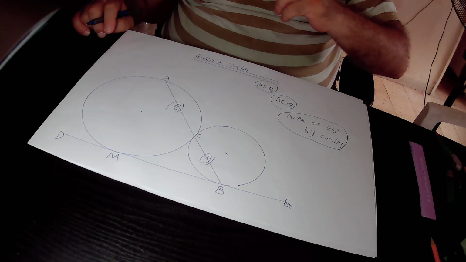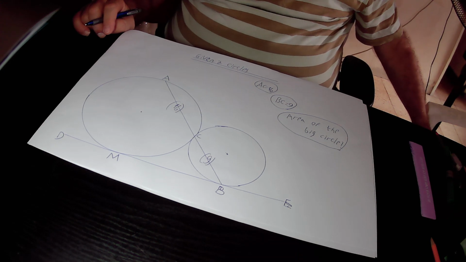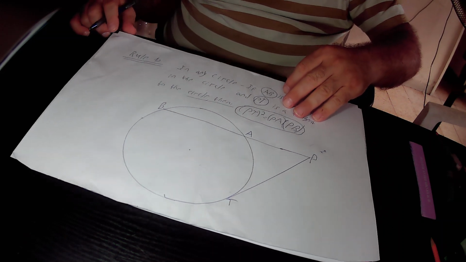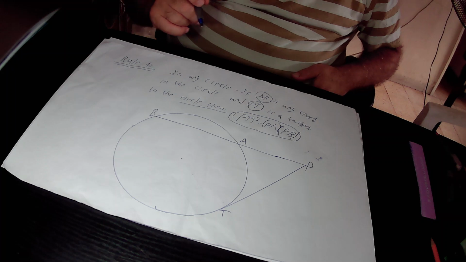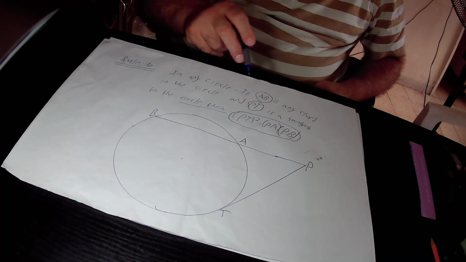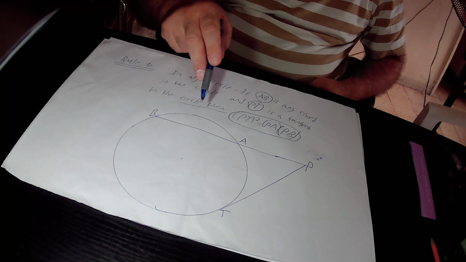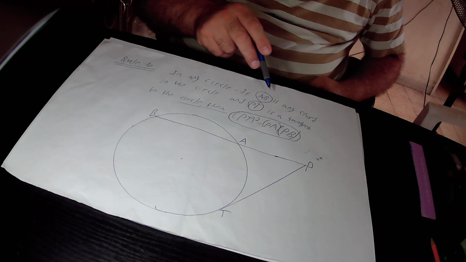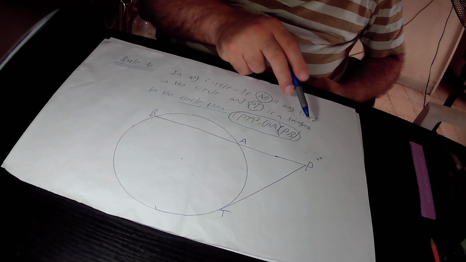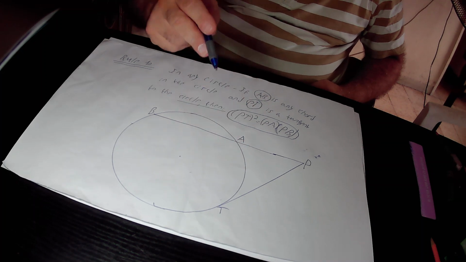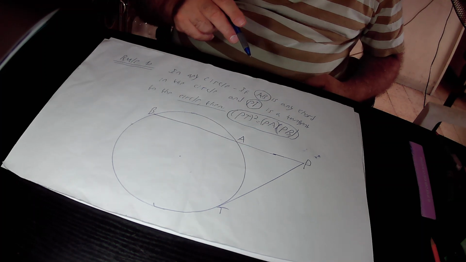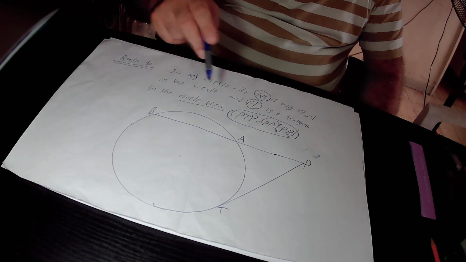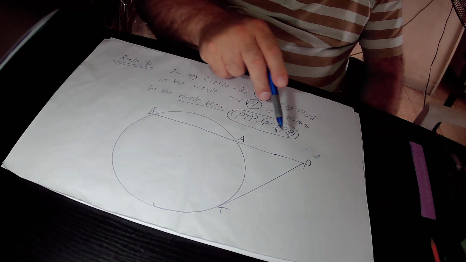So here we can implement rule 10. Repeat quickly on rule 10. According to rule 10, in any circle, if AB is any chord in the circle, and PT is a tangent to the circle at point T, then in this drawing the following equation is true: PT squared equals PA times PB. Again, PT squared equals PA times PB.